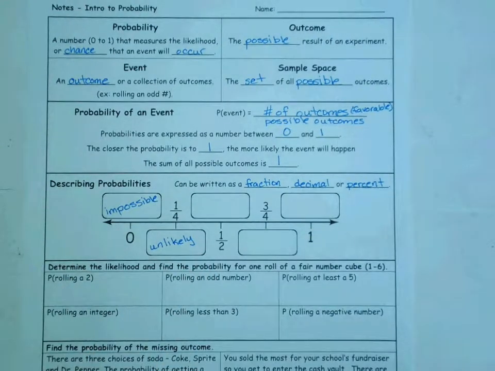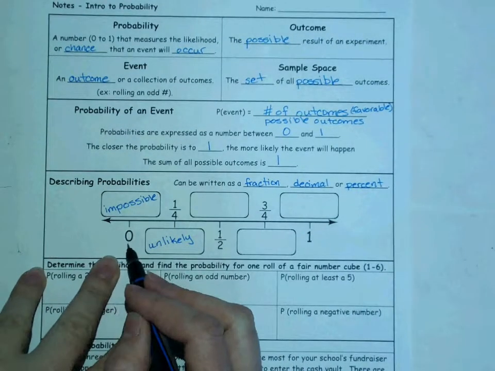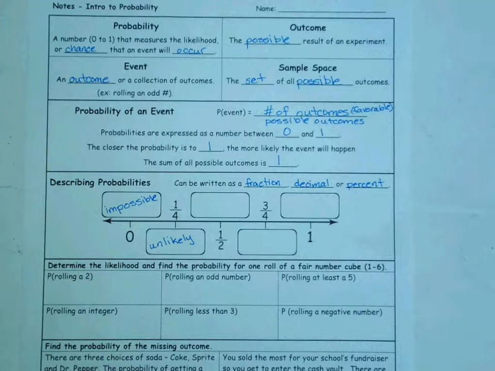Like on a multiple choice test, you have 4 options. If you have no clue what an answer is and you just choose one of the 4, it's unlikely that you're going to choose the correct answer. It's more likely than choosing nothing, but it's unlikely because you're choosing 1 out of 4.